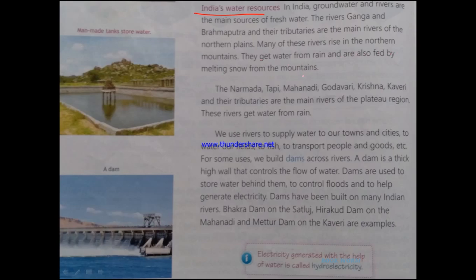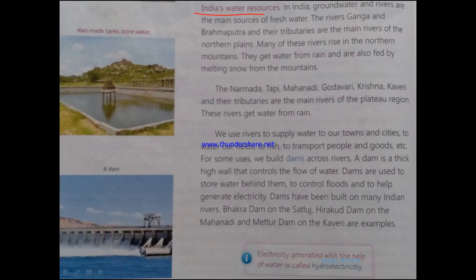See, in this paragraph, we are talking about rivers. We have studied about rivers in details, right? In our last chapter, where we are talking about landforms, we have studied about rivers and their tributaries in details, right? So, India has a lot of groundwater because there are a number of rivers that are flowing in India.